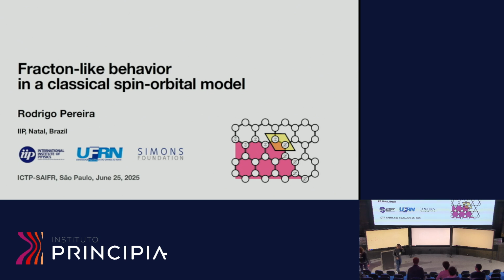And so essentially, I want to tell you about a simple lattice model that has spin and orbital degrees of freedom that you construct on a honeycomb lattice that had some sort of fractonic behavior.